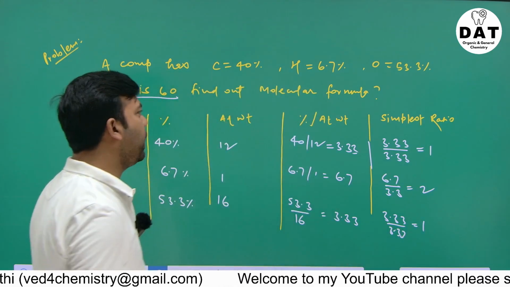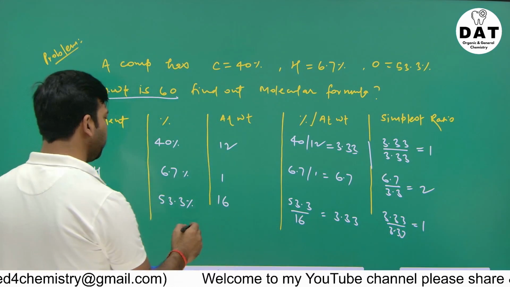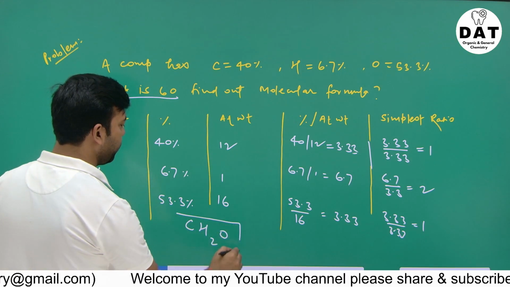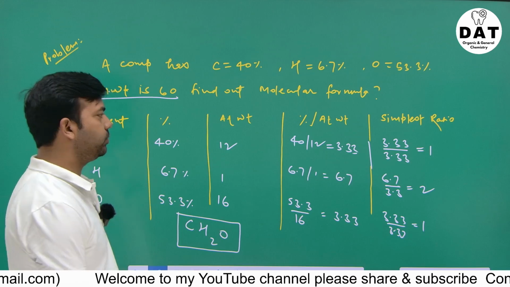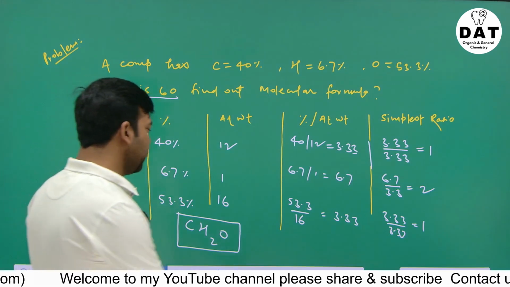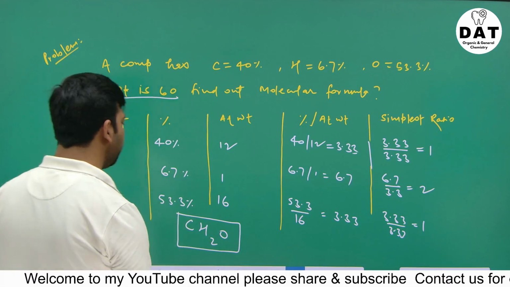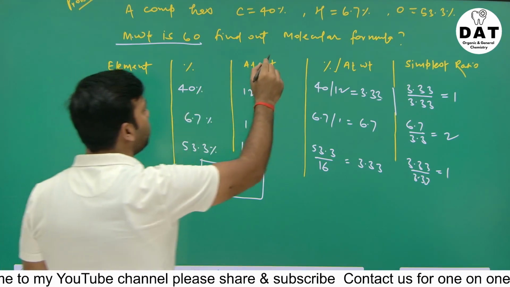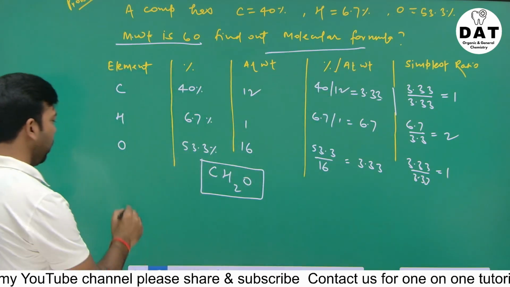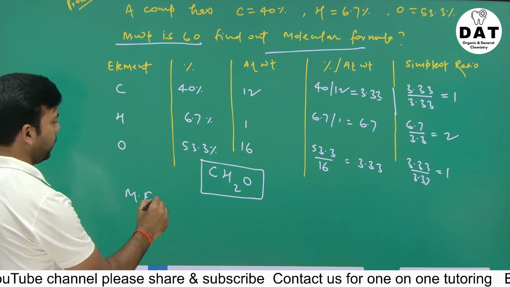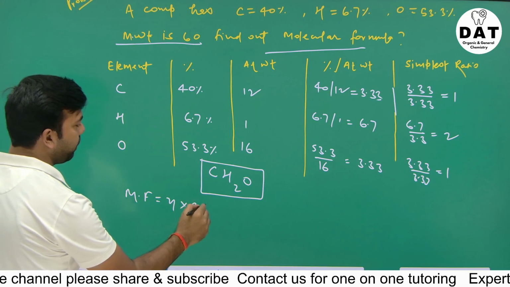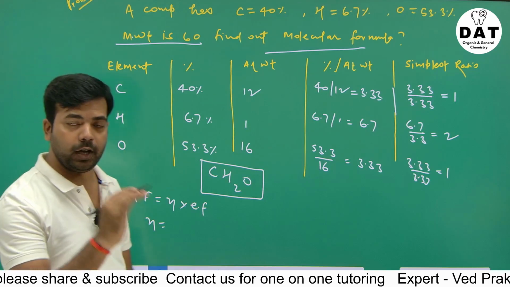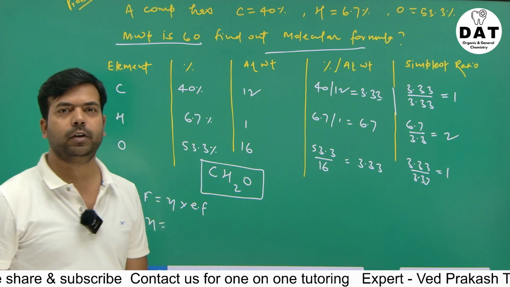So my empirical formula ratio is CH2O. This is my empirical formula. Makes sense? Why? Because the empirical formula is the simplest ratio of atoms, and we got the simplest ratio. But the question is talking about the molecular formula. We all know the molecular formula is N into empirical formula. And what is N? N is the molecular formula weight divided by the empirical formula weight.